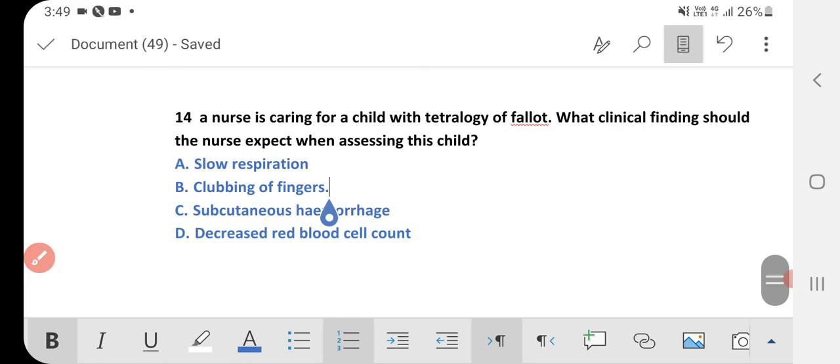Next, fourteenth, a nurse is caring for a child with tetralogy of Fallot. What clinical findings should the nurse expect when assessing this child? A, slow respiration; B, clubbing of fingers; C, subcutaneous hemorrhage; D, decreased red blood cell count. So the right answer is clubbing of fingers. B is the correct option.